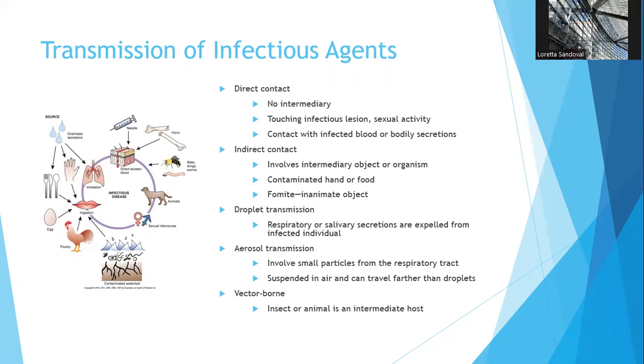So it can be oral or respiratory secretions. And they can be inhaled directly by another person close by, or fall on nearby objects to be transmitted indirectly. Aerosol transmission involves small particles from the respiratory tract. So they're suspended in air, and they can travel farther than droplets because they're not as heavy. They're not going to fall as quickly. Vector-borne is when an insect or an animal serves as an intermediary host, like malaria. You get it from infected mosquitoes.